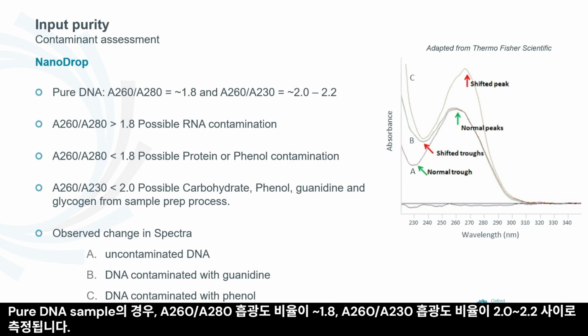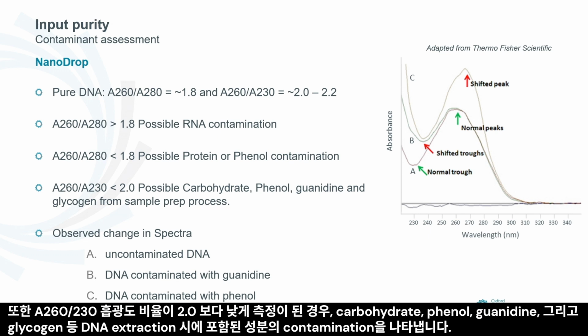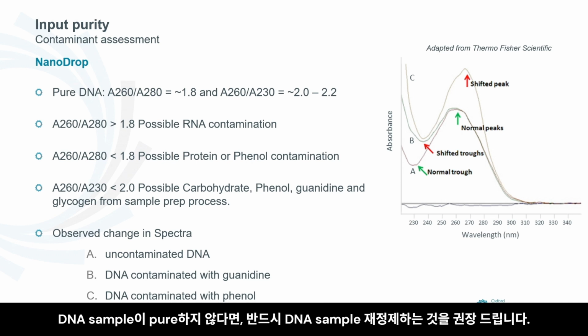Pure DNA should give an A260/280 ratio of 1.8 and an A260/230 ratio of between 2 and 2.2. An A260/280 ratio greater than 1.8 is indicative of RNA contamination, whilst lower than 1.8 indicates protein or phenol contamination. A260/230 ratios less than 2, on the other hand, can indicate the presence of carryover carbohydrate, phenol, guanidine, and glycogen from the sample extraction. If your sample isn't clean, please do seriously consider repurifying your DNA.